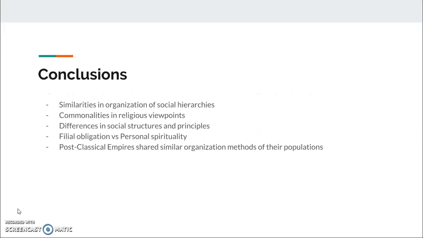In conclusion, empires of the classical era were largely the same in their polytheistic religious views and the formation of social hierarchies. However, differences between these empires were shown in their contrasting ideologies of filial obligations and the focus on personal spirituality.